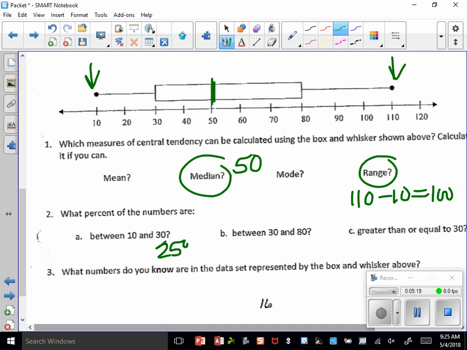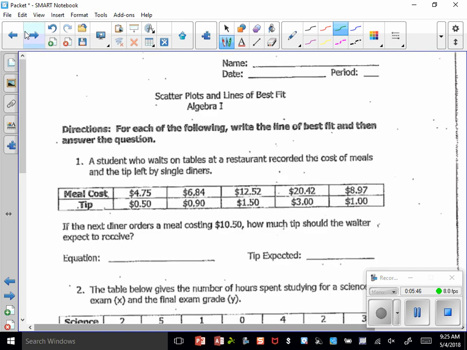25%. Between 30 and 80. So here's 30, here's 80. So what percent is that? 50%. All you do is just count from, this is 25 and that's 25. And then greater than or equal to 30. Here's 30. So I got 25, 25, and 25. 75%. Okay? All right, so let's move on because we're not going to really stay on that a whole lot, but that's really the gist of what you'll have to be able to do.